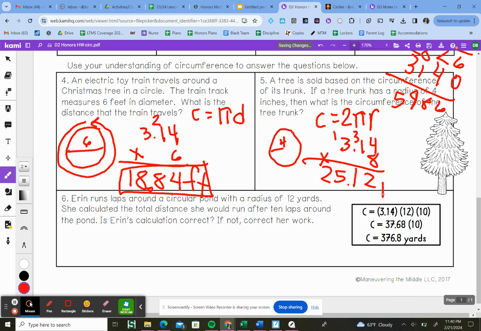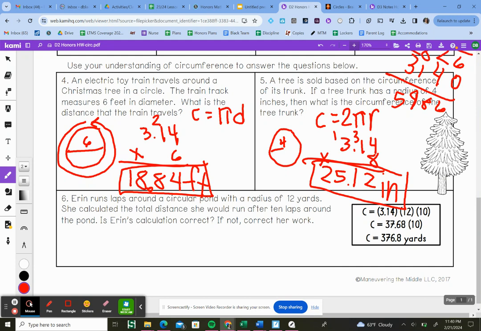25.12 inches. All right, last one. Erin runs laps around a circular pond with a radius of 12 yards. She calculated the total distance she would run after 10 laps around the pond. Is Erin's calculation correct? If not, correct her work.